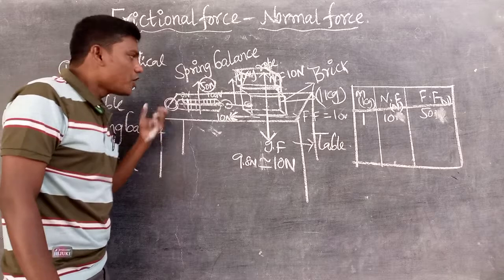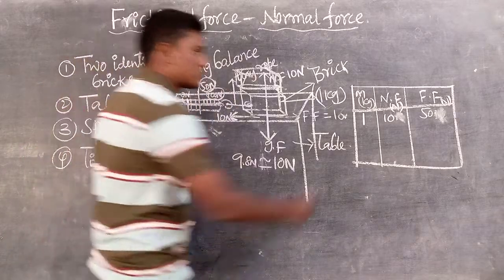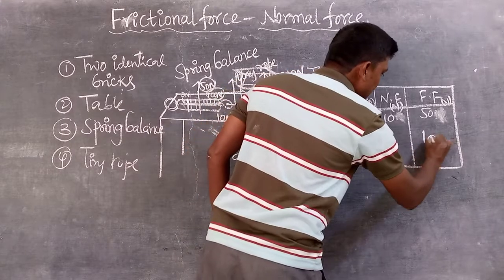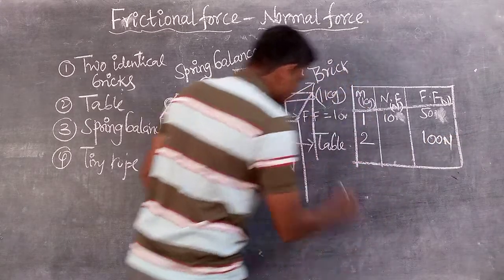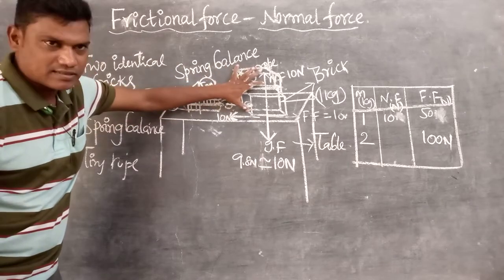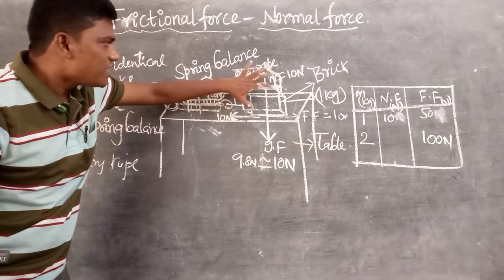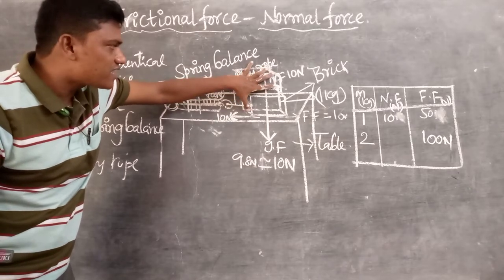In the second case, you are observing that you are applying the 100 Newton force. 2 kg is there, 100 Newton. At that time, here we are observing that when you increase the mass, what will happen? When you increase the mass in this second case, how much kgs are there?